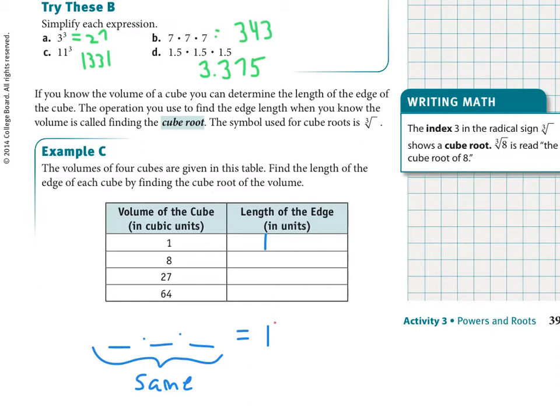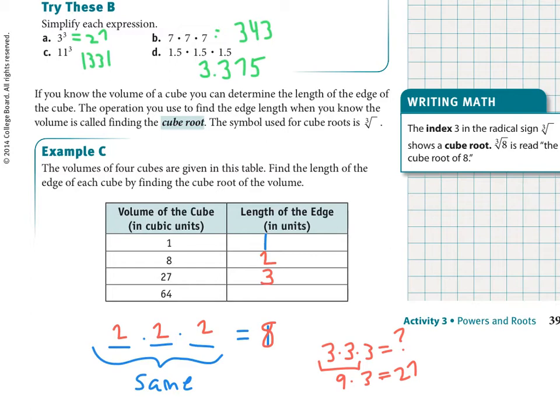What about if the answer were 8? What times what times what equals 8? And again, each thing we're multiplying needs to be the same. Okay, in this case, 2 times 2 times 2 equals 8. Okay, so if the volume is 8, that means that the length of the edge must be 2. Okay, what about 27? Well, let's just check. What is 3 times 3 times 3? Right, well, 3 times 3 is 9, times another 3 does equal 27. Okay, so if the volume is 27, the length of the edge must be 3.